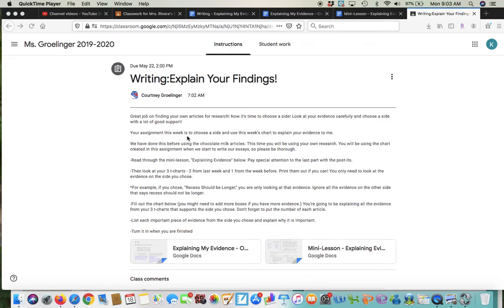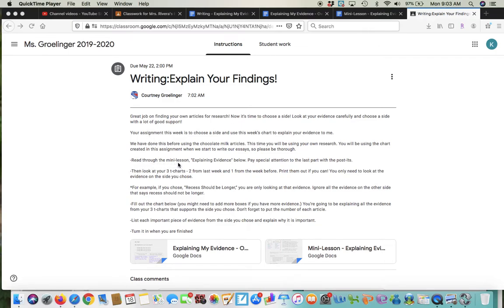Your assignment this week is to choose a side and use this week's chart to explain your evidence to me. We have done this before using the chocolate milk articles. This time you will be using your own research. You will be using the chart created in this assignment when we start to write our essays. So please be thorough. I will show you the chart at the end.